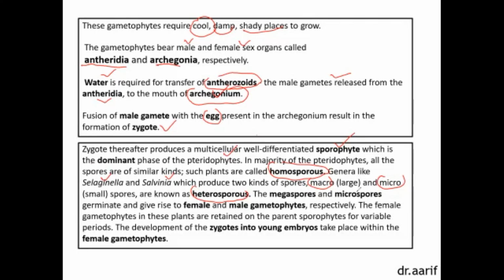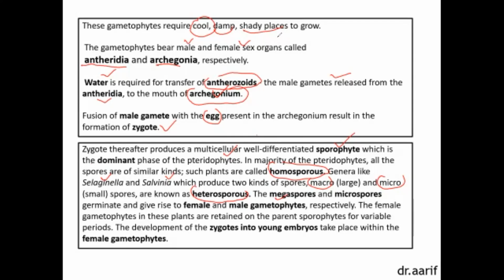So these are going to germinate and give rise to the female and male gametophyte respectively. म्हणजे megaspores पासून female gametophyte, microspores पासून male gametophyte जो आहे तो तयार होणार. And sometimes we are going to observe that female gametophyte in this plant retains the parental sporophyte for variable periods, even when it is fused with the male gamete, and it shows development of the zygotes into the young embryos within the female gametophyte.